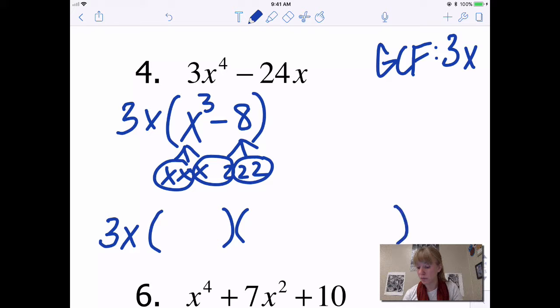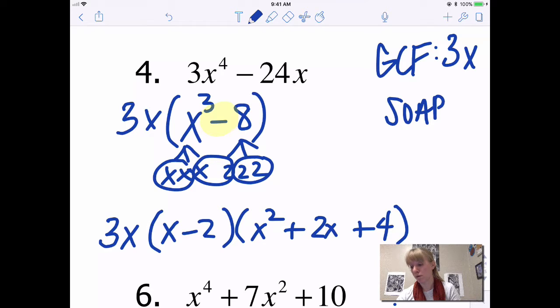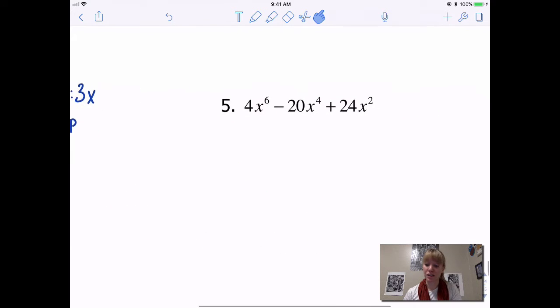When I set up my 2 parentheses, I'll have an x and a 2, and then x squared, 2x, and 4. Same opposite, always positive in this case is going to be negative, positive, positive. So I'm going to call that a SOAP factor for my second step. So that we should also probably put in our box too. That's another option when we're just doing any old factoring problem.